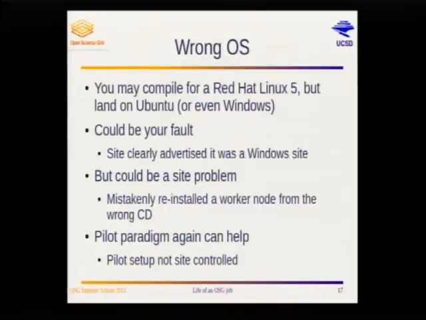You will probably not get many Windows machines on Open Science Grid, but you could get some Ubuntu versus Red Hat 5, and now people are moving to Red Hat 6, and maybe you have a Red Hat 6 executable that may run on a couple of sites, but will fail in 95% of Open Science Grid, so you have to be careful. But it can be a real site problem, because I have seen it happen that sites, by mistake, reinstall a set of the worker nodes with the wrong operating system.